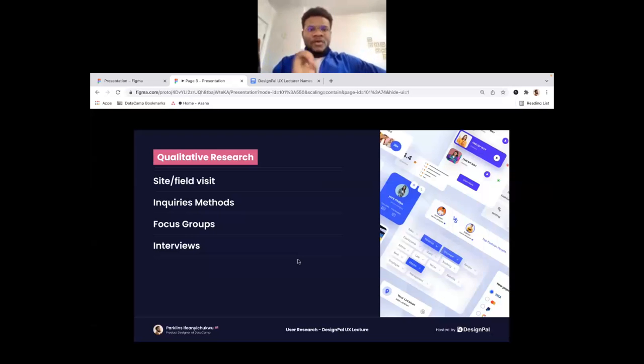All right, so I tried to separate both of them. So this is qualitative research, right? And qualitative research is the research that allows you to learn a lot more about the user behaviors, right? And the methods that are most effective for this type of research are site field visits, inquiry method, focus groups, and user interviews. The reason why these techniques are most effective for qualitative research is because they give you an opportunity to interact with the users one-on-one, right? Either face-to-face or on a Zoom call, but there's interaction with the user.